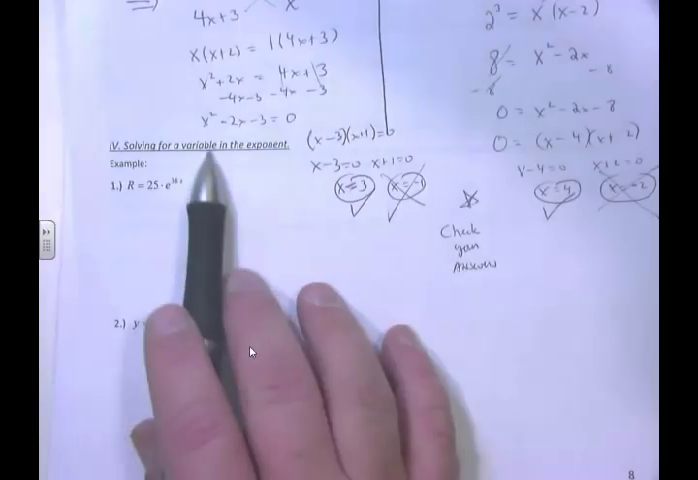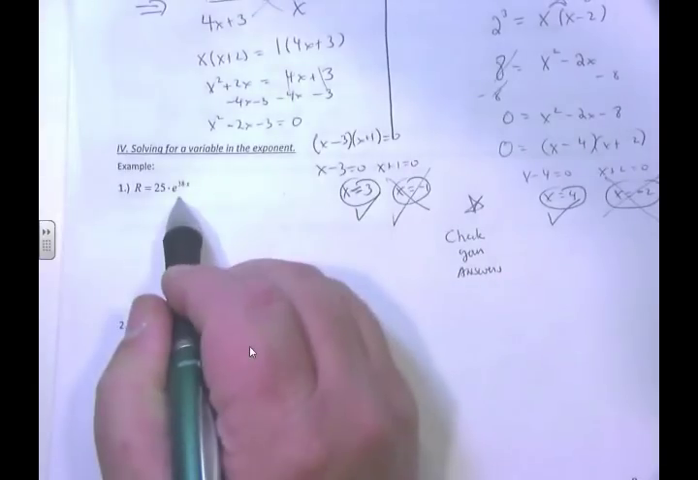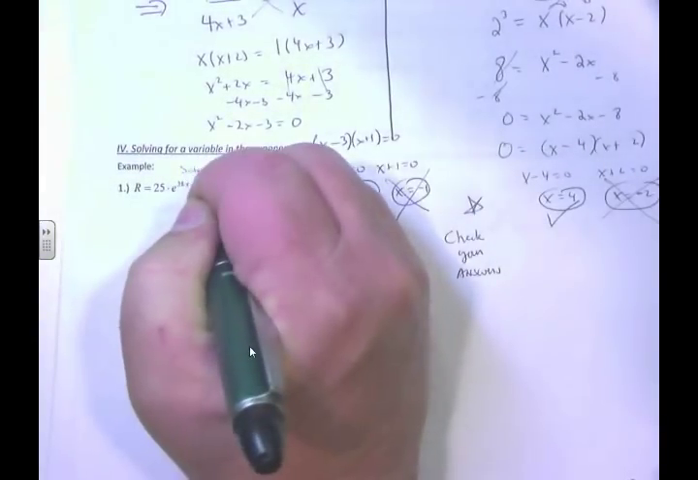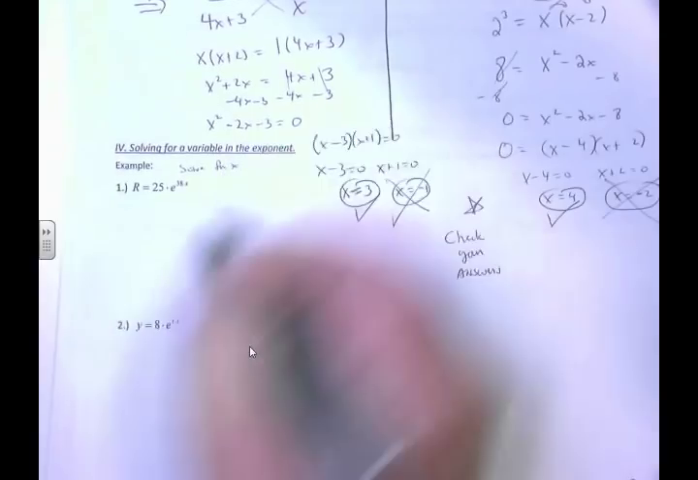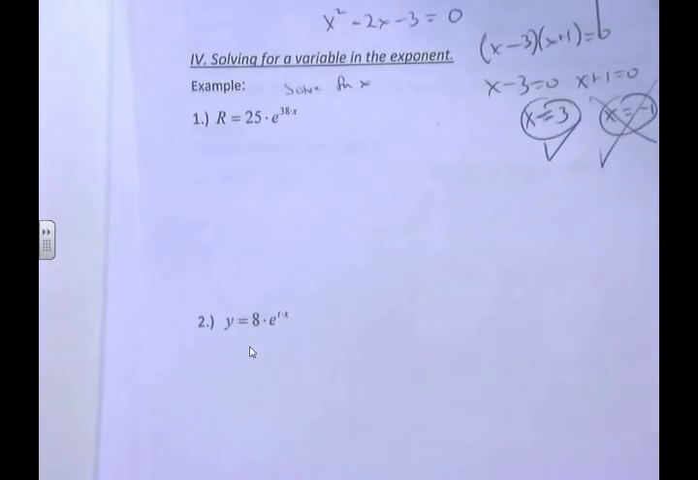All right, solve for the variable in the exponent. In this problem, we want you to solve for x, and I would have stated that in the problem: solve for x. This is kind of like manipulating formula type stuff. I want you to solve this thing for x. I've got r equals 25 times e to the 38 times x.